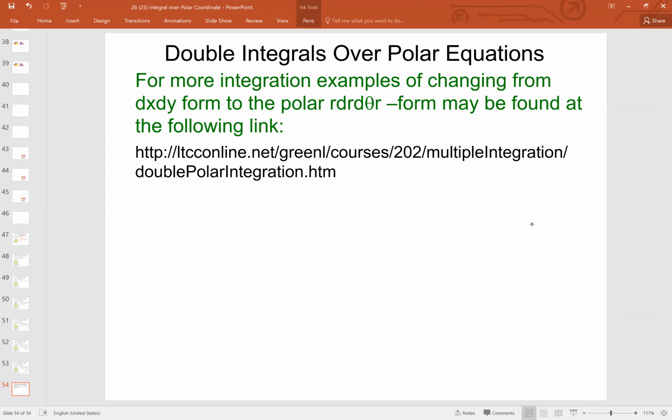So that's how we convert things to do a double integral over a region defined by a polar equation, and how we change the equations and change the limits of integration into r and theta.